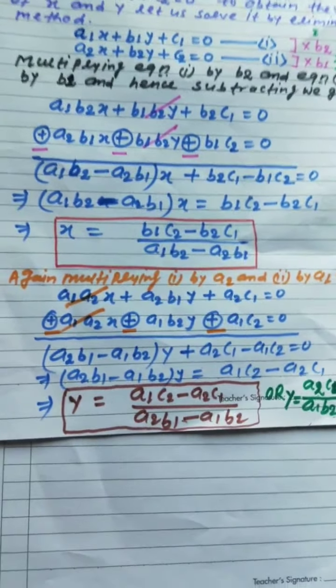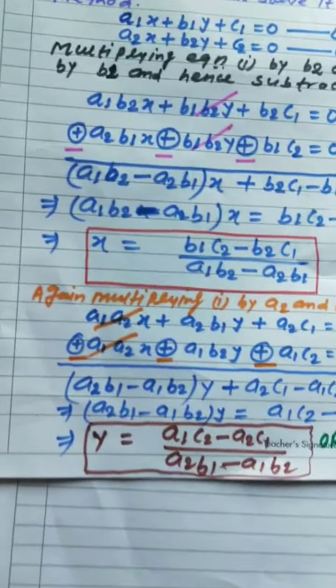So this is known as the cross multiplication method. This is the value of x and y for a pair of linear equations in two variables. Now we will discuss some more easy method to solve a pair of linear equations by cross multiplication.